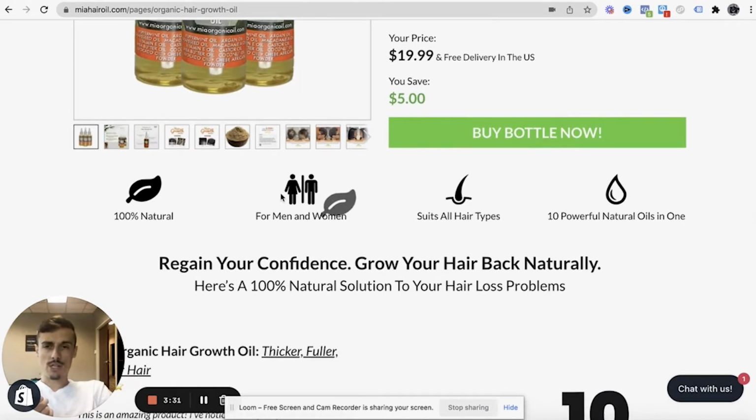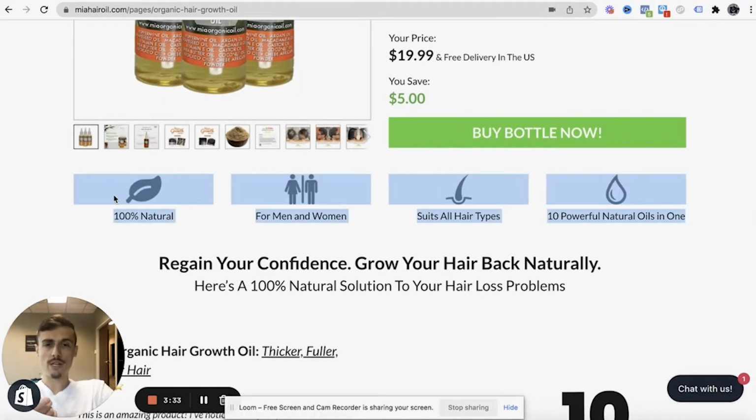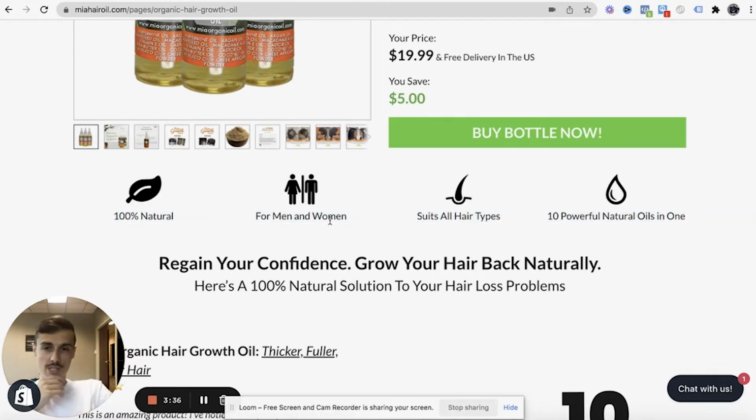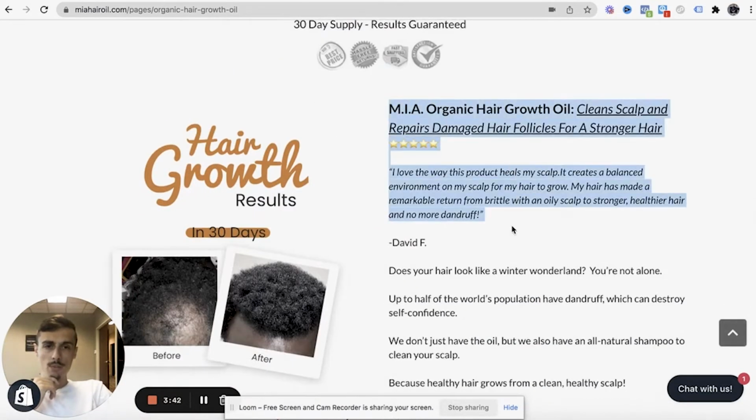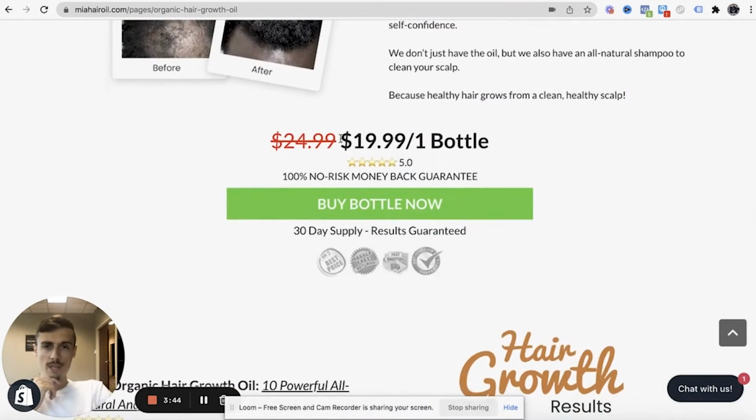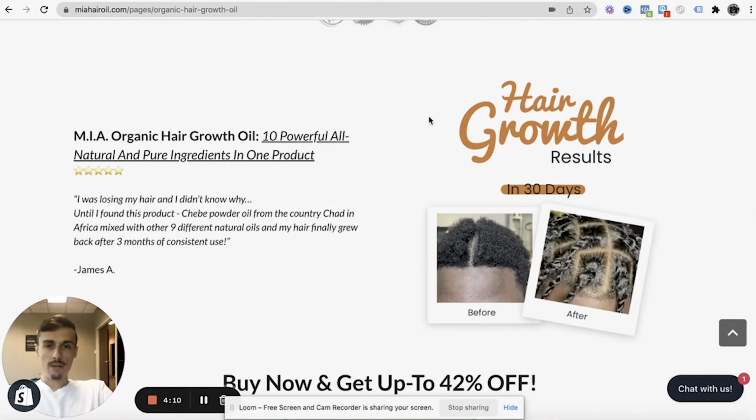And then we hit those objections, like the 100% natural, so suits all hair types for men and women, so that objection is covered. And then for every single point that we want to make, we have a nice customer review with a supporting image. And then every so often, we have a button with that no risk money back guarantee. If you do check out one of my old videos, I talk about how I 6x conversion rates. These are the things that I'm talking about, but I like to reiterate these things, because it's all about repetition and building that skill set. So 30-day supply, results guaranteed, no risk money back guarantee. You have the reviews here, the price chop again, okay, review.